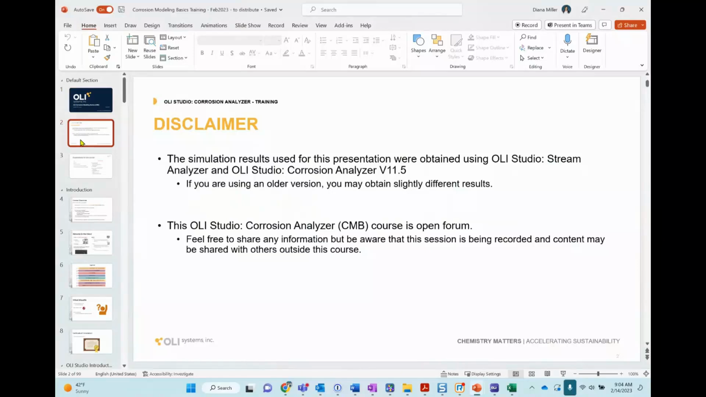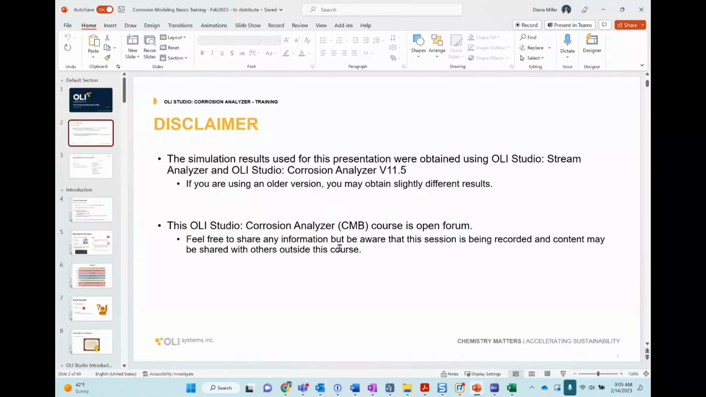If you have access to any other software with a version below 11.5, you may obtain slightly different results, not completely different, because in every release we make improvements to the models, to some interactions, etc. That slightly changes the results, so you will see different numbers if you have a different version.